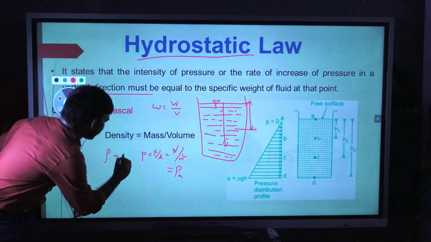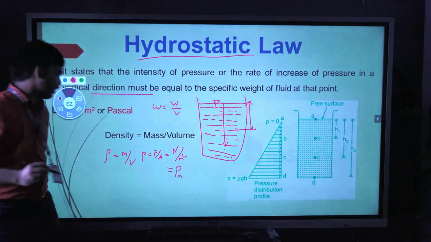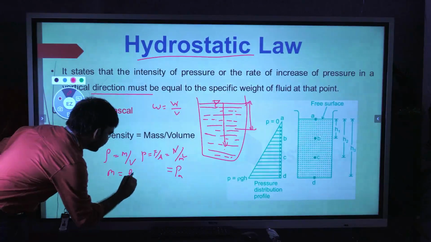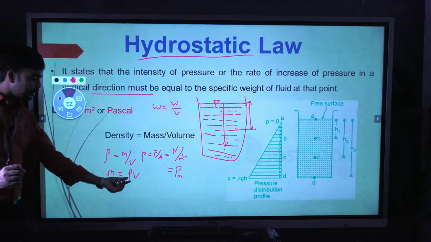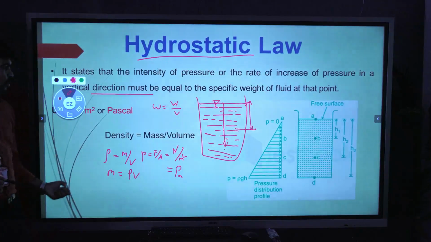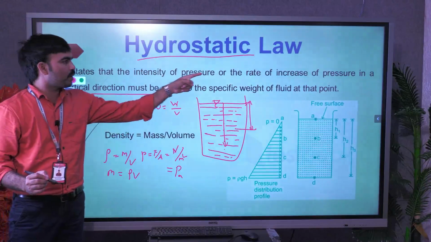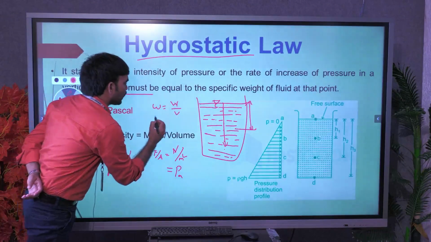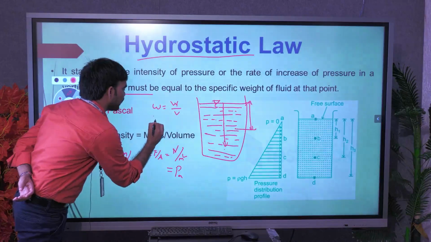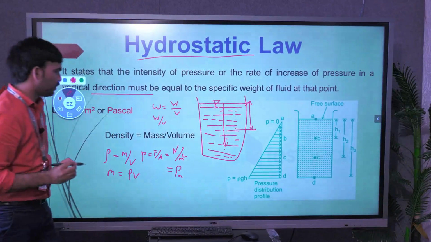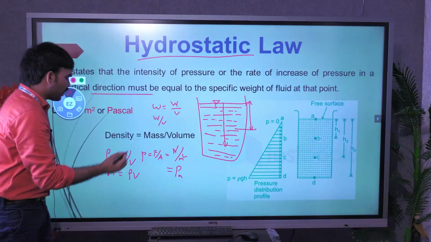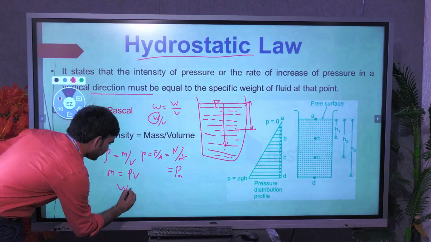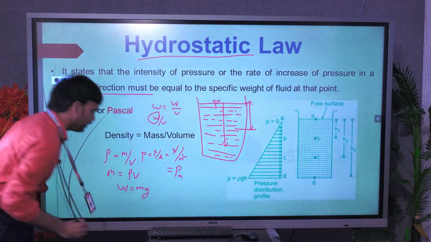Density is mass by volume, so mass will be equal to density into volume. Now, what is the intensity of the pressure? It will be equal to specific weight. What is the specific weight? Specific weight is weight by volume, right? What is weight here? What is the relation between weight and mass? We already derived earlier that weight is equal to m into g, right?